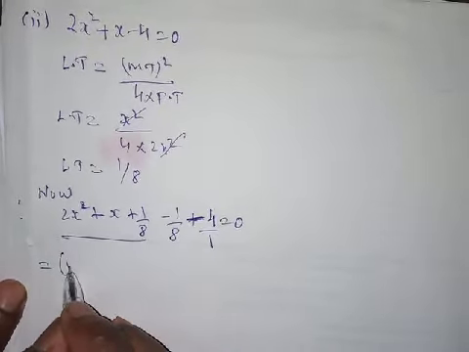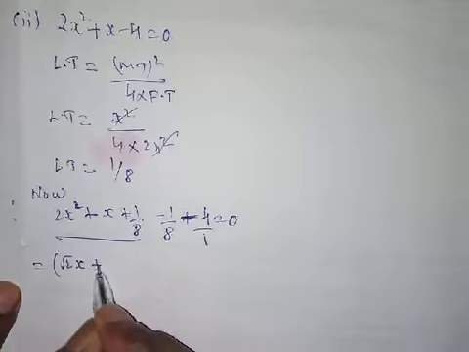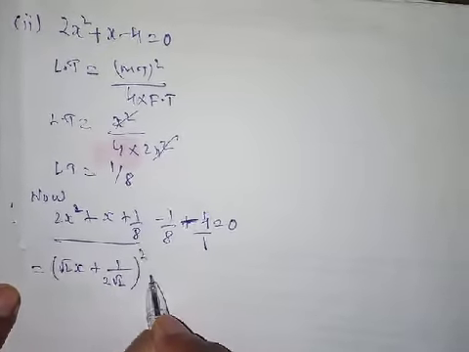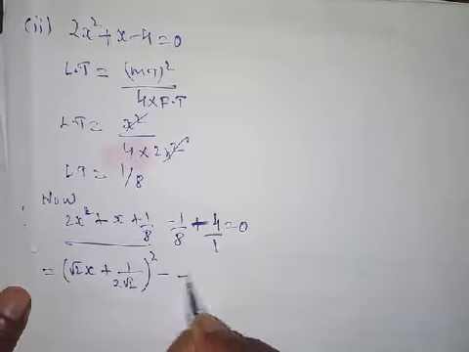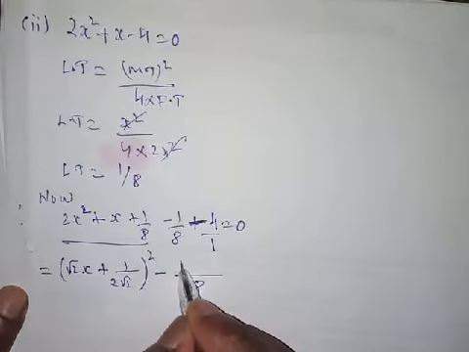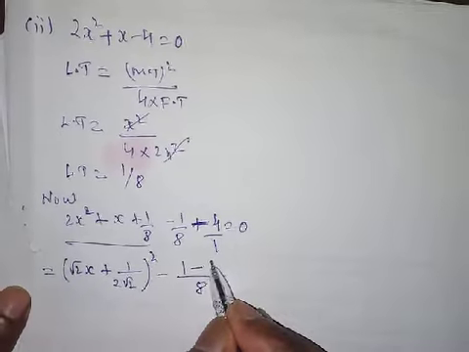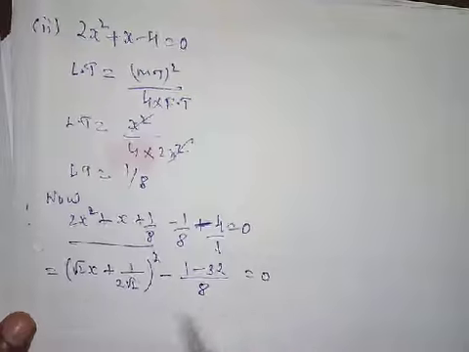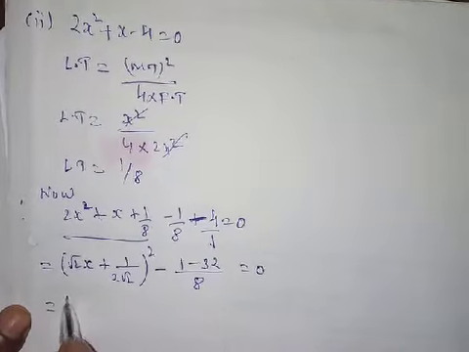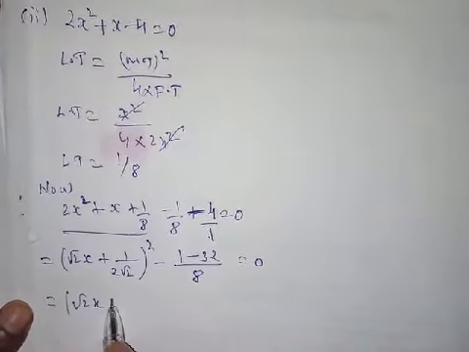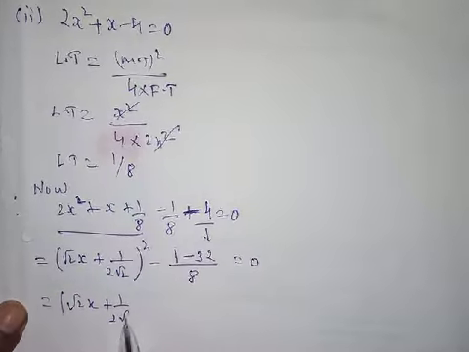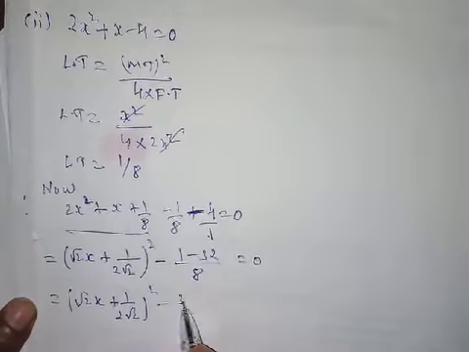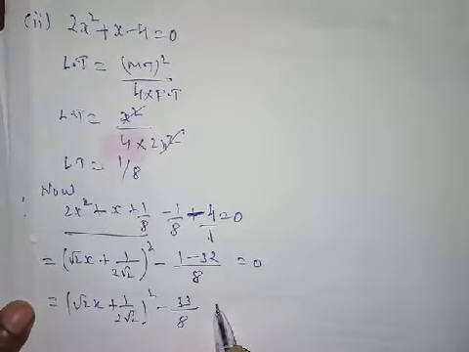So how can we write? Root 2x plus 1 by 8 is what? 2 root 2. 2 root 2 whole square. Now we have to simplify this. Minus 8 is LCM. So 1 minus 8 4s are 32 is equal to 0. Right? So it becomes root 2x plus 2 root 2 whole square minus 33 by 8 is equal to 0.